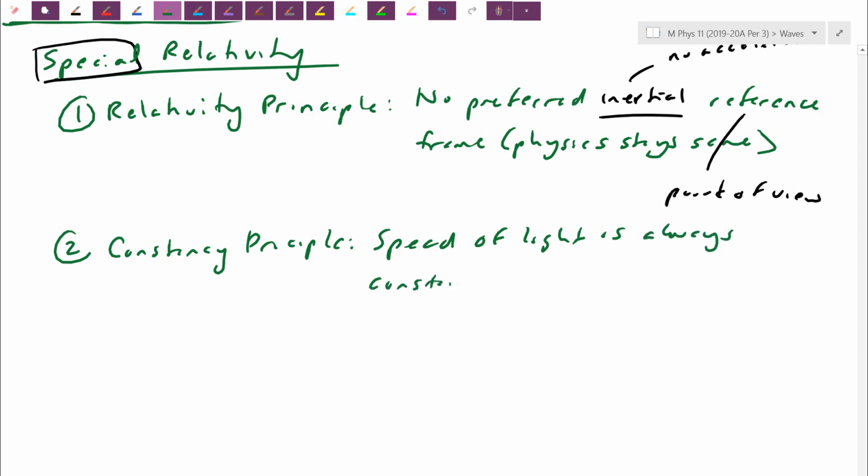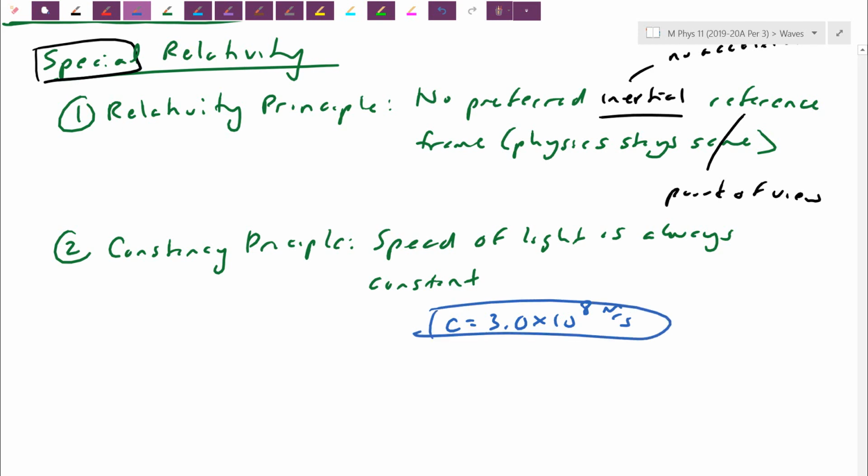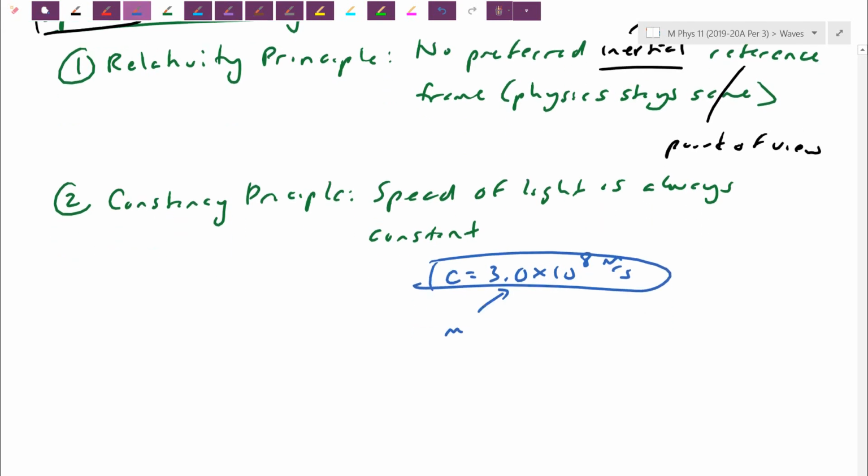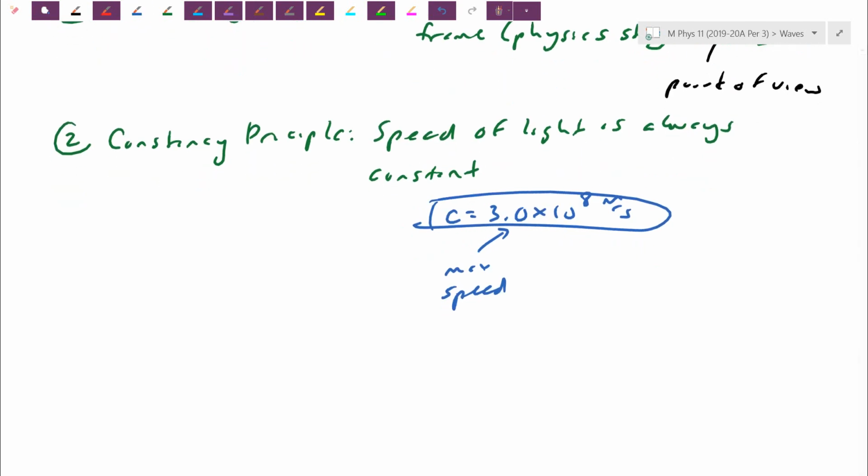Doesn't matter if there's any relative motion, time will actually slow down to make sure that's guaranteed. So throughout this section, whenever you need the speed of light, you can just use our constant 3.0 times 10 to the 8. We saw in our lessons that this represented a maximum speed in our universe. When we get close to the speed of light, the conclusions here are that time dilates, time slows down.